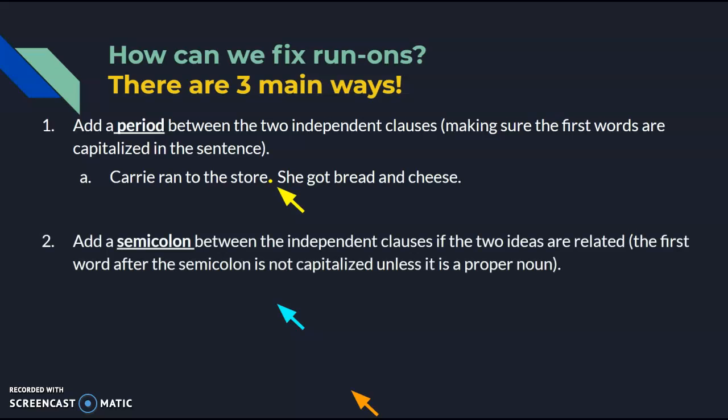The second way is to add a semicolon between the independent clauses if the two ideas are related. Note that a semicolon is only if the two sentences connect together in a very clear way. And note that the first word after the semicolon is not capitalized unless it's a proper noun. So for example, Carrie ran to the store, semicolon. She got bread and cheese. So these two independent clauses are clearly related to each other because bread and cheese is what you got at the store. Also note that the S in she is not capitalized because it comes after a semicolon.